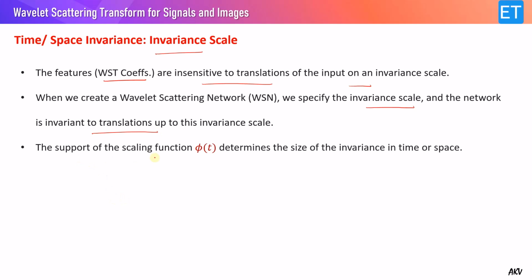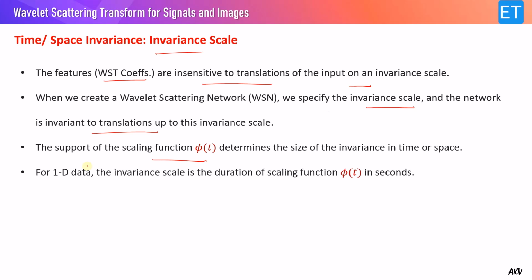The support of the scaling function phi t determines the size of invariance in time or space. Later I will show you what the support is. Support means the width of the scaling function. For one-dimensional data, I mean time series, the invariance scale is the duration in seconds, and that is the width of the scaling function phi t. So if this is your scaling function, then the width is the invariance limit.